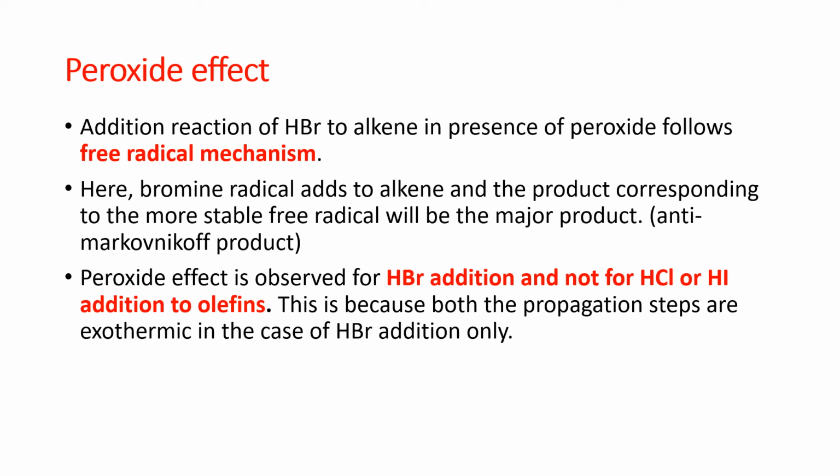The bromine radical adds to alkene, and the product corresponding to the more stable free radical will be the major product. That is why we get the anti-Markovnikov product. And this peroxide effect is observed only in the case of HBr addition to alkenes, not in the case of HCl or HI addition. Reason is, in the case of HBr addition, both steps are exothermic in nature.